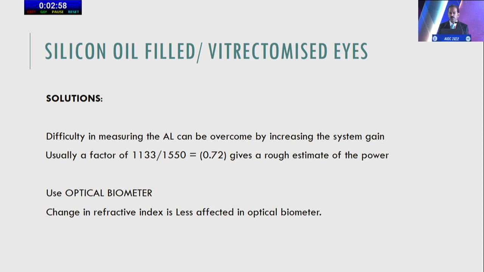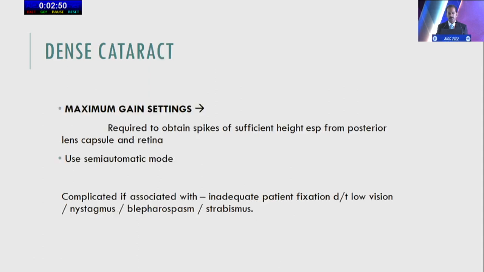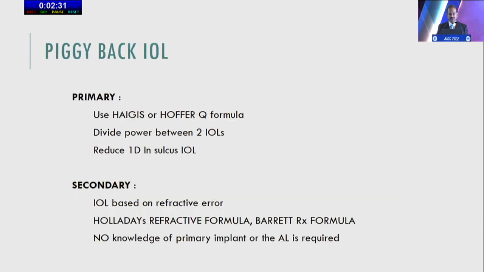So the simple solution is to use a correction factor of 0.72, which will give a rough estimate of the power. The best is to use an optical biometer because the change in refractive index affects it less. In denser cataracts, where the optical biometer doesn't work, use a maximum gain setting to obtain a spike of sufficient height, and you can use a semi-automatic mode. This situation will be complicated if the patient has poor fixation due to low vision, nystagmus, blepharospasm, or strabismus, which could be handled by blocking the patient and then redoing the calculation.